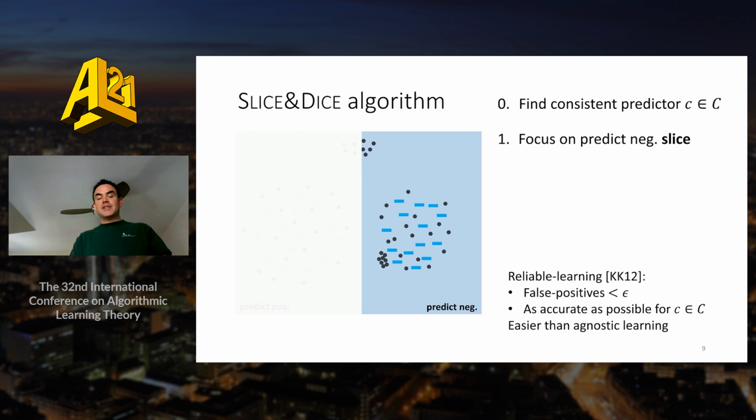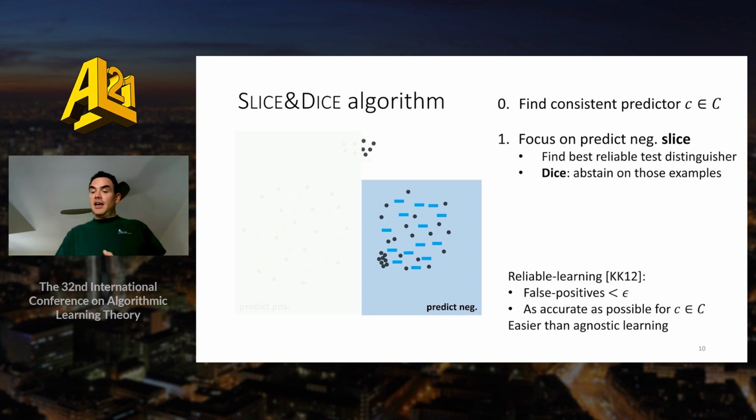So we'll call the training examples negative and the test examples positive. And the reliable learner is going to guarantee that it has very few false positives. So it's not going to call almost any of the training examples test examples. And this is known to be a bit easier than agnostic learning, or believed to be, I should say. So the algorithm finds some separator.